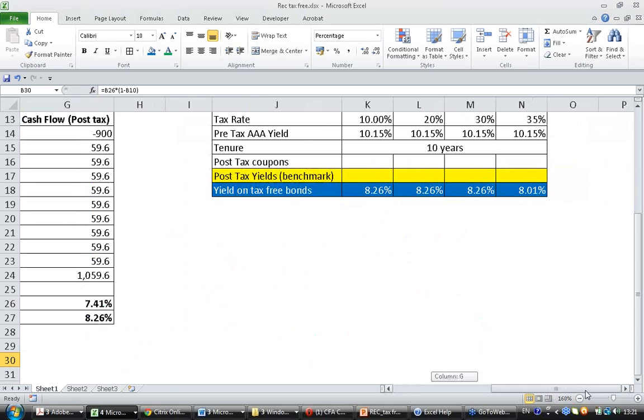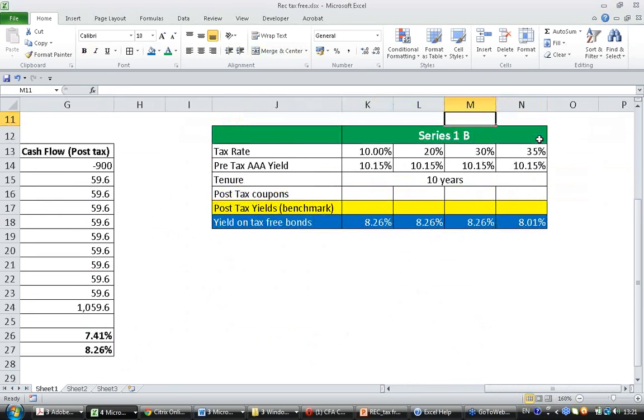Let's quickly look at how we can go about doing the same analysis for various tax slabs of investors. Now the 30% tax slab that we assumed is too simplistic an assumption. An investor can have a 10% slab, 20% slab, 30%, or 35% if he is a corporate, right? The pre-tax yield for an investor does not change. The pre-tax yield always remains at 10.15%, right? So let's find out what will be the post-tax yields for these persons.